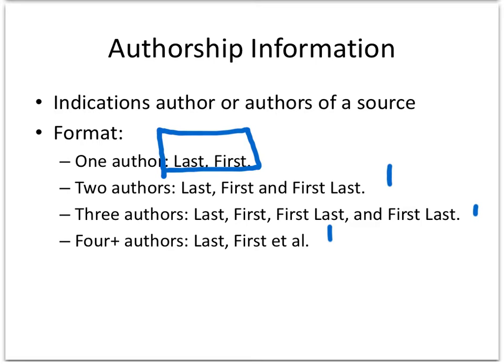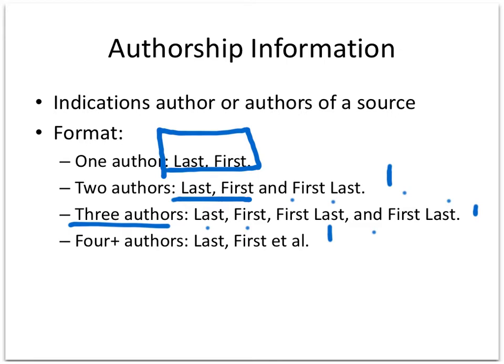So for 2 author sources, we notice here last name first, first name last for the primary author. But now the second author of that source uses their first name first and their last name second. In the case of 3 author sources, we do something a little bit differently. Last name first, first name last for the primary author, then first name, last name, and first name, last name.